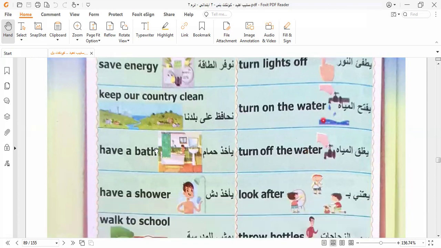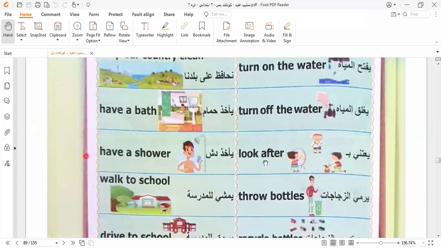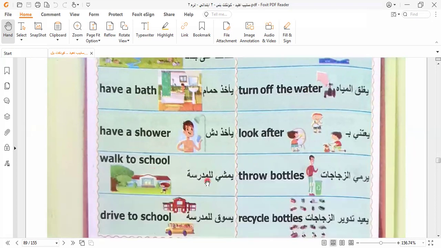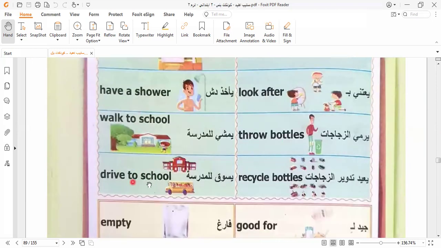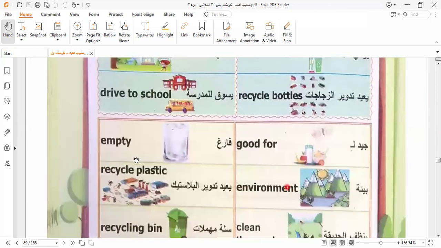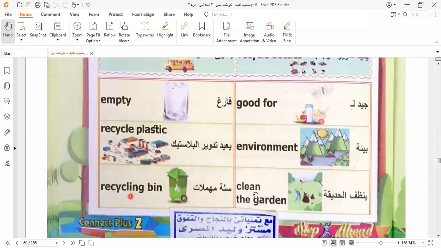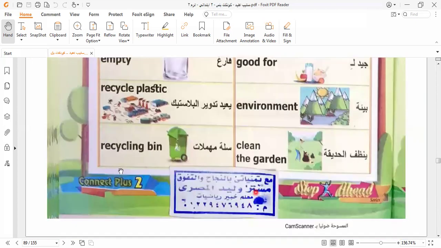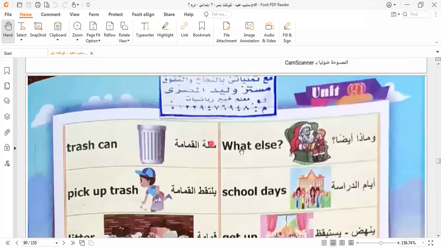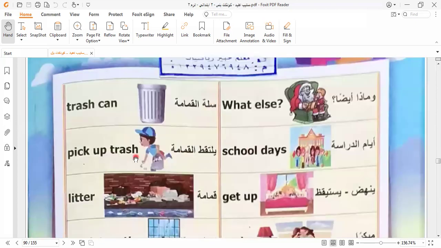Turn on the water. Have a bath. Turn off the water. Have a shower. Look after. Walk to school. I would like to say don't put an article before school after "to". We say "to school" directly. Throw bottles. Drive to school. Recycle bottles. Empty. Good for. Recycle plastic. Environment. Recycling bin. Clean the garden. We have trash can. What else? Pick up trash.